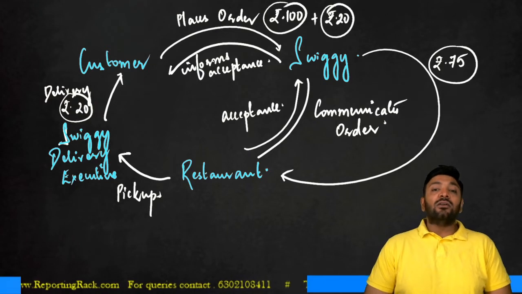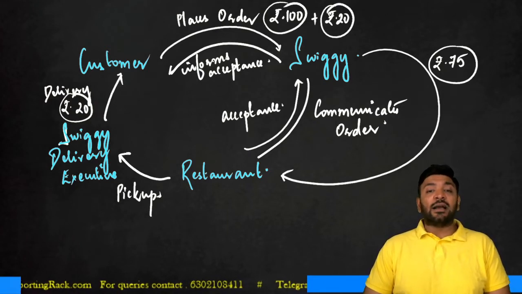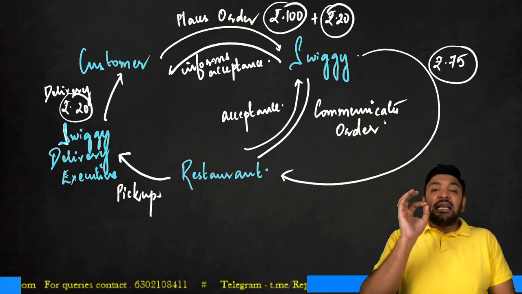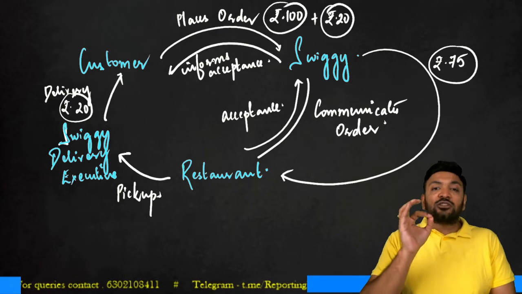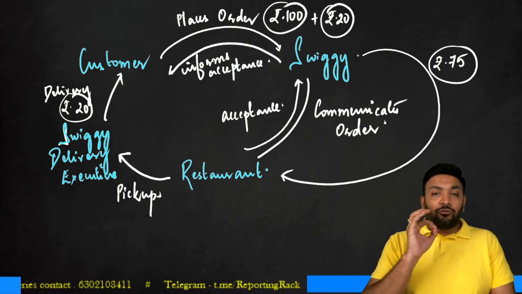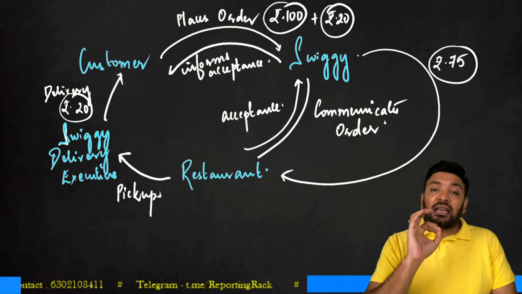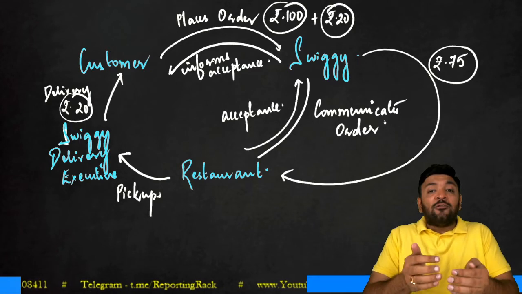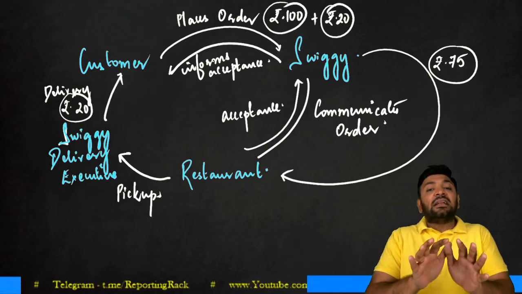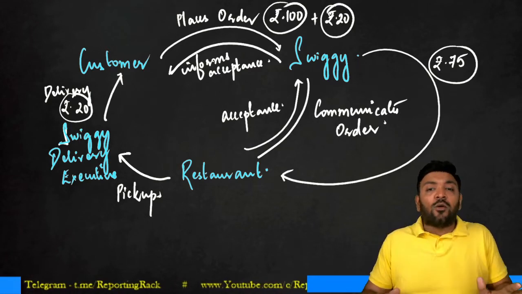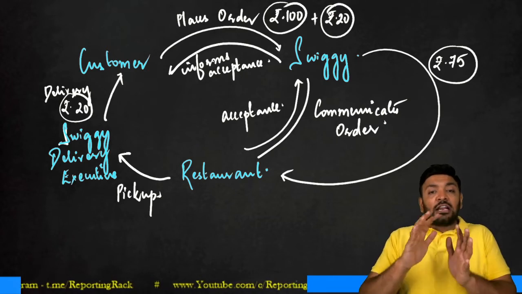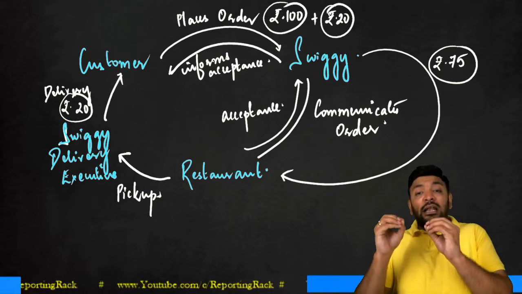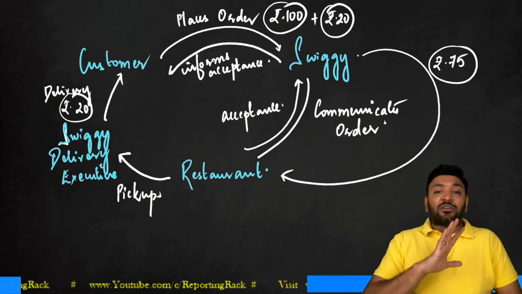Now my question is, when should this 45 be recognized by Swiggy? Let me tell you. Swiggy is entitled to receive 25 rupees on the total order from the restaurant as commission income. Now, when does the commission income arise? When Swiggy informs the order to the restaurant, Swiggy's responsibility is over. Once the order is accepted, Swiggy says, yes, I am now entitled to receive the 25 rupees of commission which I have to receive from the restaurant.